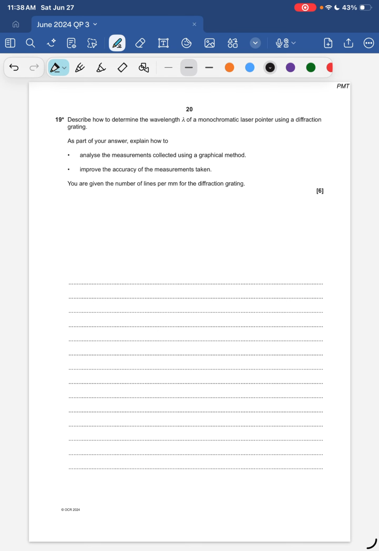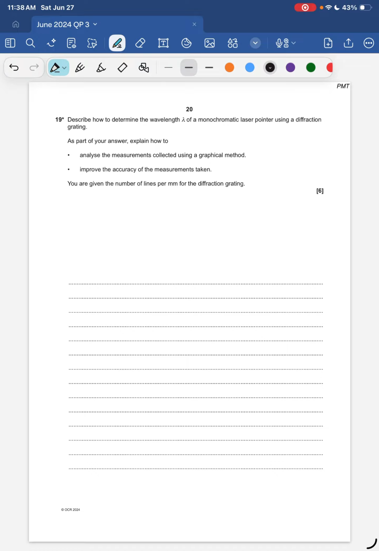Let's move on. Okay, 19, it's a start problem, which is, in Excel, these are long writing problems, so I guess it's the same idea. Describe how to determine the wavelength lambda of a monochromatic laser pointer using a diffraction grating.